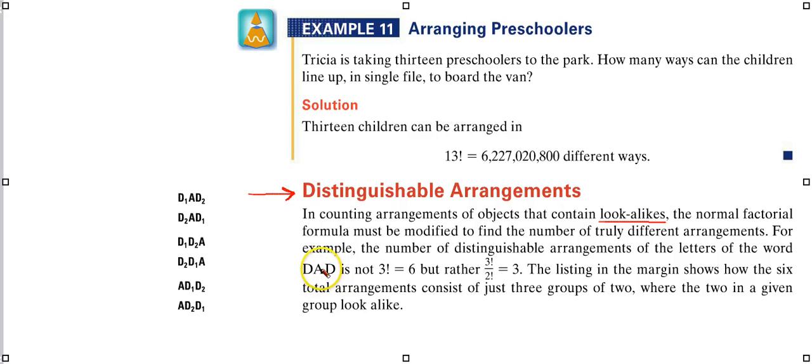So if you are cutting out repetitions, or as they describe here, lookalikes, we have to divide by the number of lookalikes, and that would be 2 factorial. So 3 factorial is 6, 2 factorial is 2, let me write it up here, 6 divided by 2 is going to be 3, and we've used, again, our factorials.